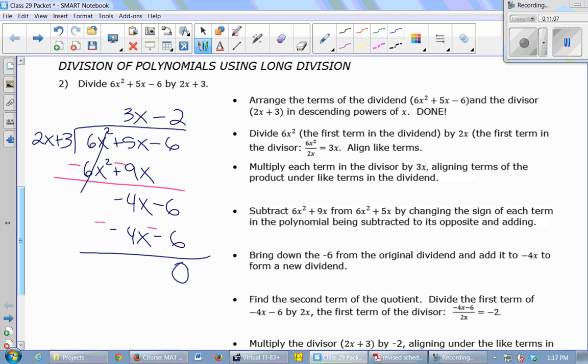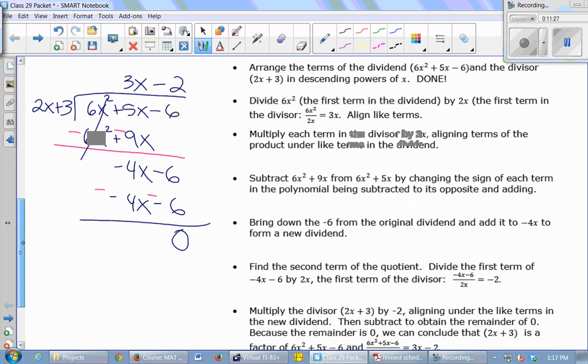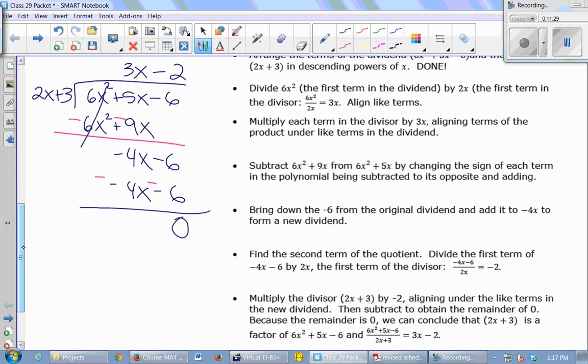So what does it mean if I have a remainder of 0? Right, this is the answer. There's no remainder. So it means that 2x plus 3 went evenly into this dividend of 6x squared plus 5x minus 6. And I got 3x minus 2, right? So I should be able to check this by multiplying my divisor by my quotient and getting my dividend.